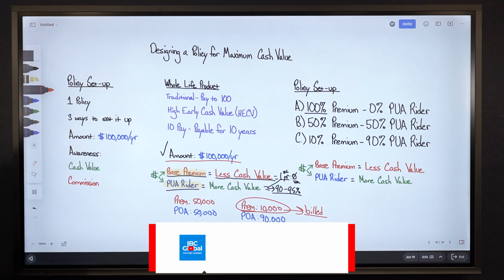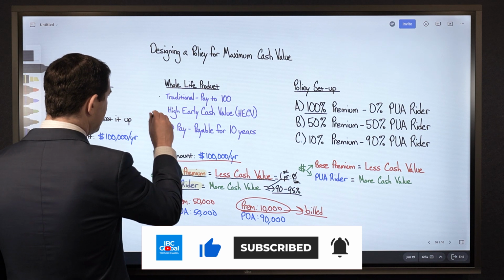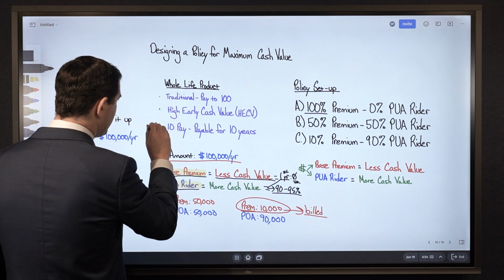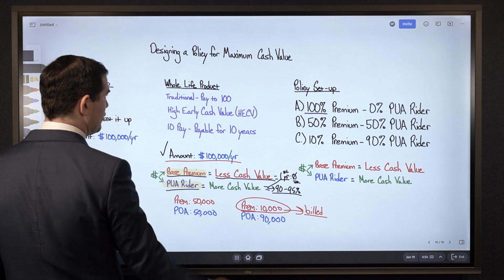So we're going to look at these different designs in the next video. We'll look at the traditional policy, then the following, the higher the cash value product, and then we'll look at the 10-pay policy in the third case study.